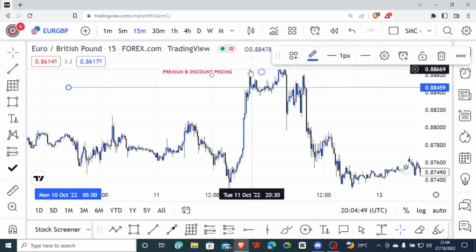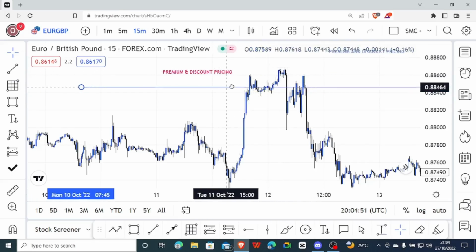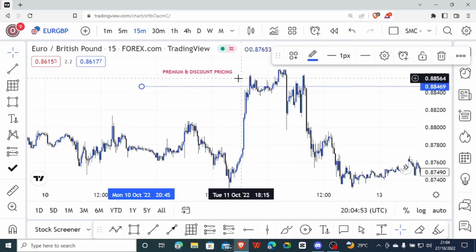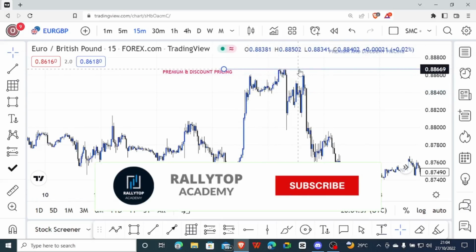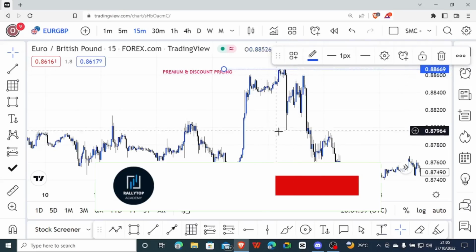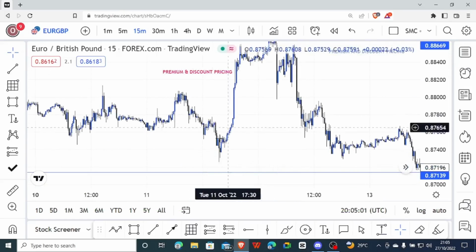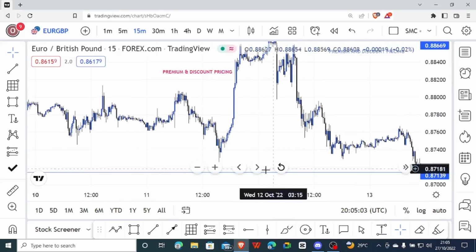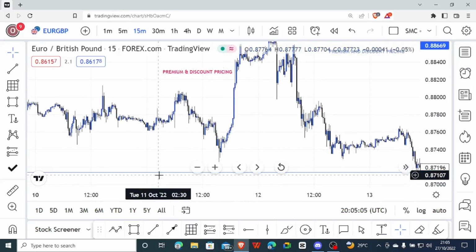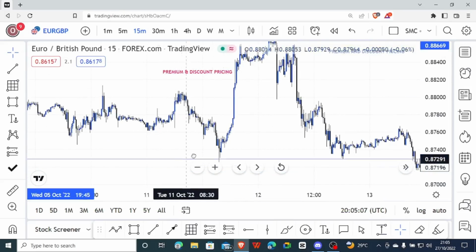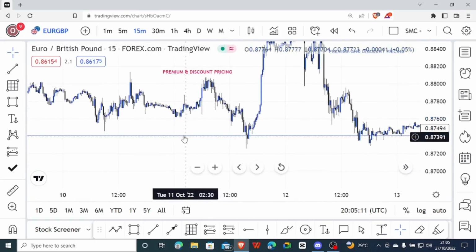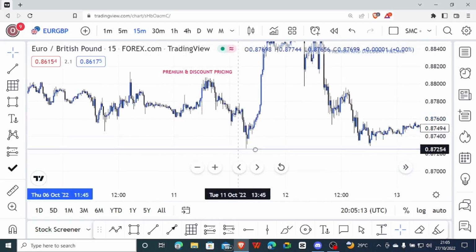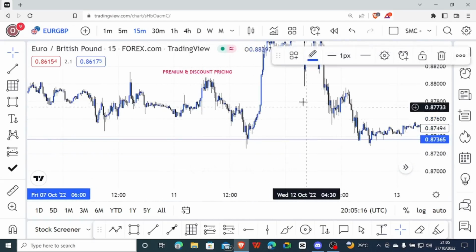Let's move it. Now you can see that in all the three examples I've shown you, price mitigated at the discount zone. All right, this is your high in the market. So where is your low? Now your low is here. So you move this horizontal line to this low here. If you don't understand how we arrive at this low here, go back to lessons 1 and 2. All right, this is your low here.